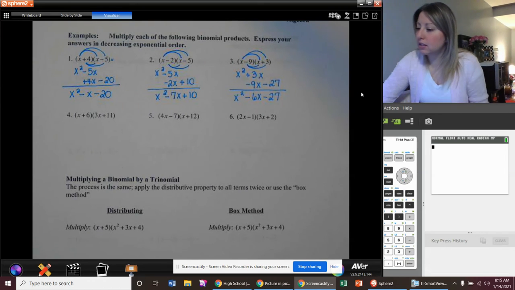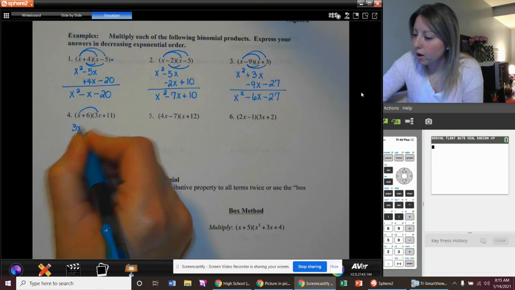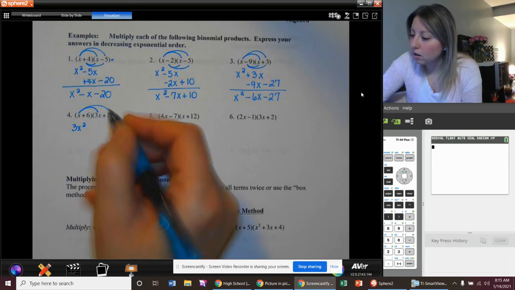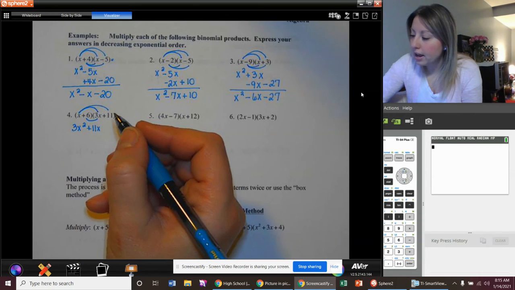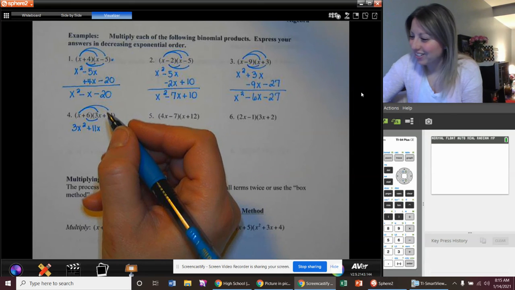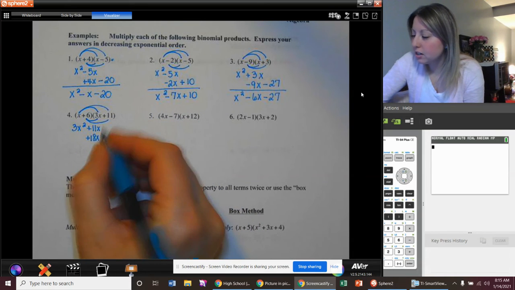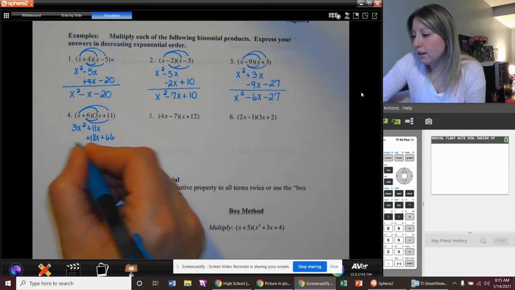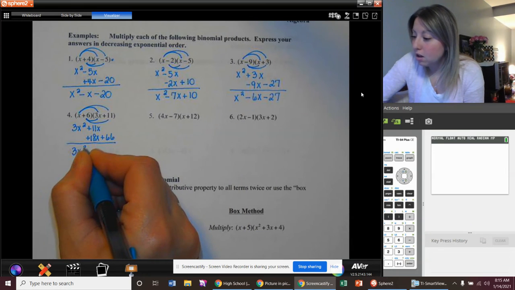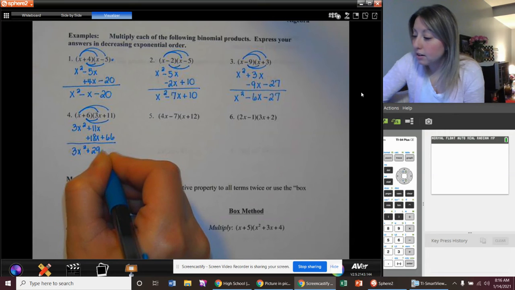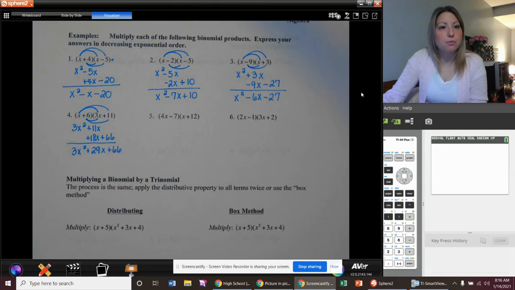Alrighty, continuing on. Let's see. X times 3x, that's 3x squared. X times 11 is positive 11x. Cool. In the inners, it's 6 times 3x. I almost said it out loud. 18x. Positive 18x right here. And 6 times 11 is a positive 66 at the end. And again, just the middle terms are adding up, right? So I get 3x squared plus 29x plus 66. There we go.